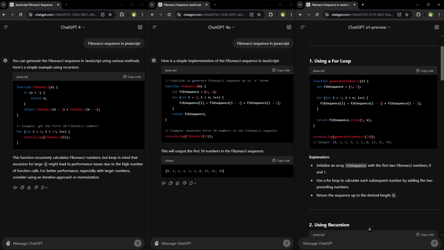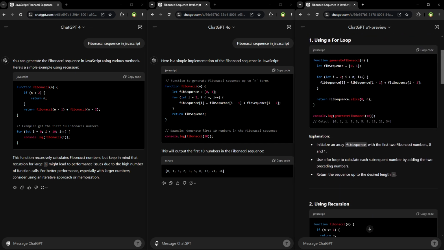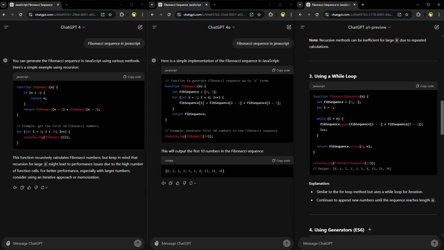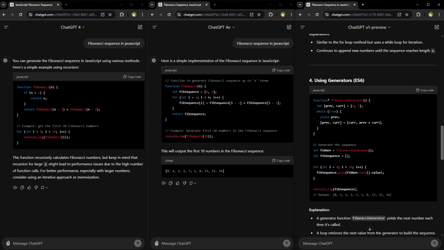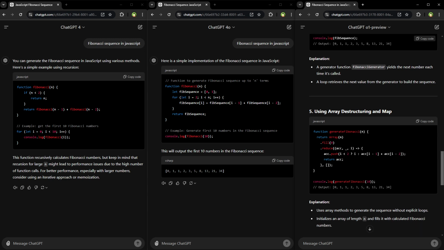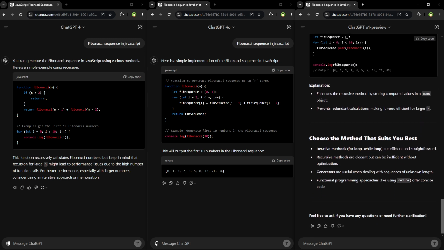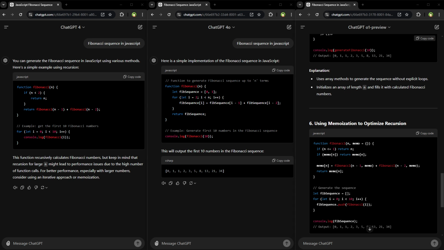Answer from ChatGPT o1 goes above and beyond, offering multiple methods like for loop, recursion, while loop, generators, array manipulation, and memoization. This makes it the most comprehensive, allowing readers to choose based on their needs, but it might overwhelm someone looking for a quick solution. But answer from ChatGPT o1 is the best due to its variety and depth, offering options for both beginners and advanced users while covering various use cases.